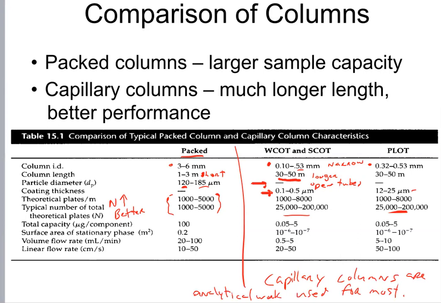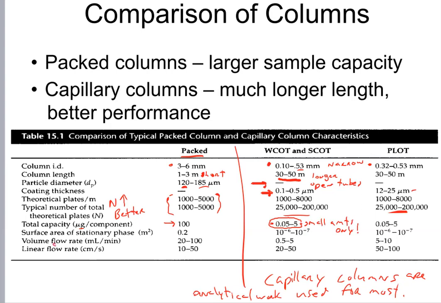Now, what about how much sample we can inject? Micrograms of sample component. Well, for the packed column, I can inject maybe up to 100 micrograms max. But for these capillary columns, look at this, way smaller amounts. Small amounts of sample only, please, right? If you inject too much, you overload your column, you're not going to get a very good separation as a result. However, the packed columns are more tolerant. You can inject much more sample before having to worry too much about loss of resolution.